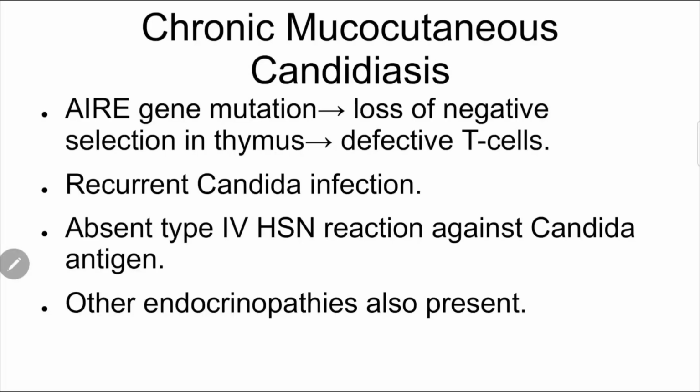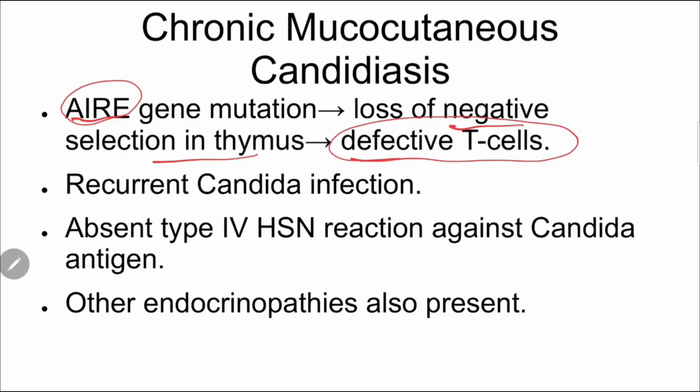Next, chronic mucocutaneous candidiasis. Chronic mucocutaneous candidiasis is one of the presentations of autoimmune polyendocrine syndrome, which is due to AIRE gene mutation. The AIRE gene, I've told you before, is responsible for negative selection in the thymus. So if you have a mutation in the AIRE gene, then obviously you have loss of negative selection. And if you have loss of negative selection in the thymus, you have defective or dysfunctional T cells.